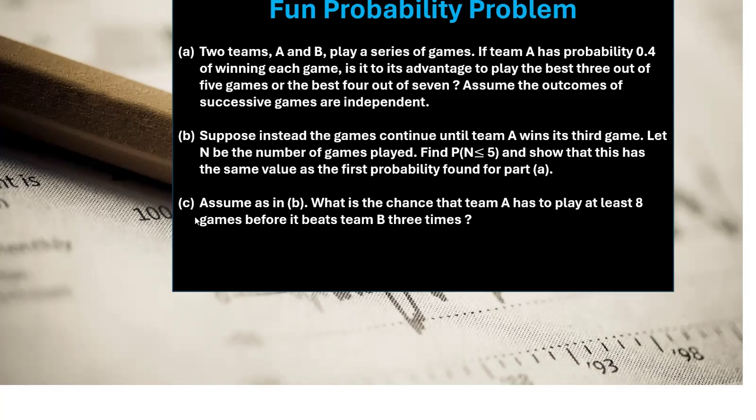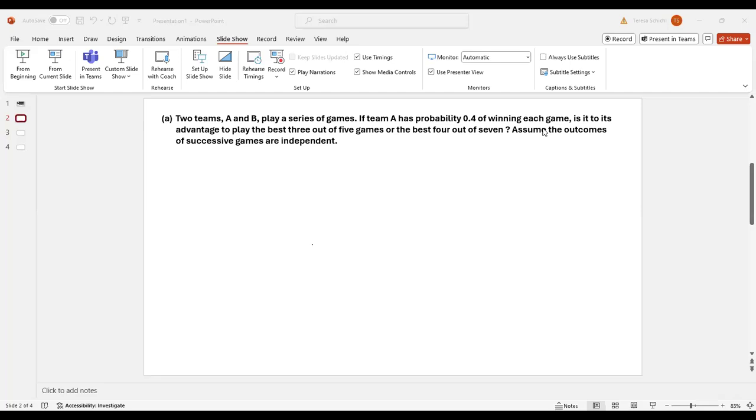All right, then part C is here. Assuming part B, what is the chance that team A has to play at least A games before it beats team B 3 times? Okay, all right. So now let's go ahead and start part A.